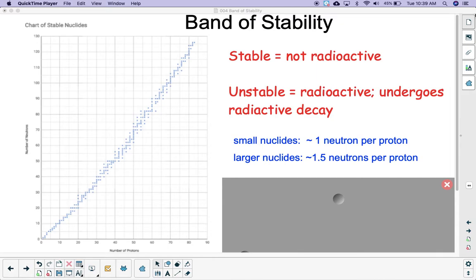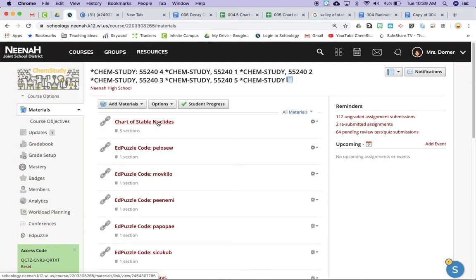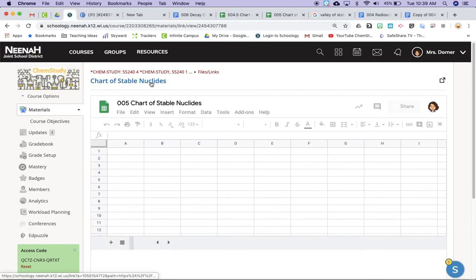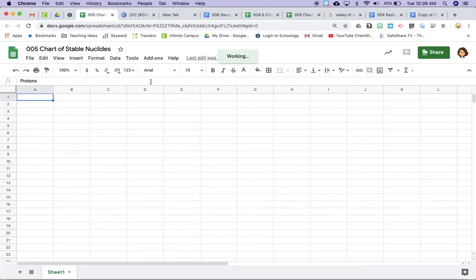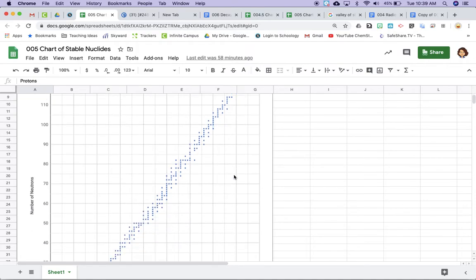In terms of reading this thing, it can be a little hard when working on paper to decide where exactly those points are. So if you return to Schoology, you'll notice that the first link on Schoology is now the chart of stable nuclides. This thing is actually just a Google Sheet that's a little bit easier to work with if you leave Schoology. And once this thing loads, I can show you that you can actually point to any one of the little dots on the chart here, and it will tell you how many protons and how many neutrons are associated with that little dot. So there's the whole chart.